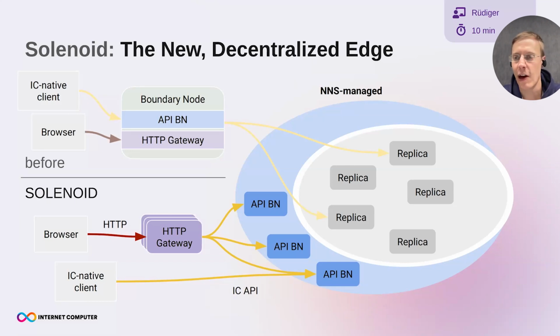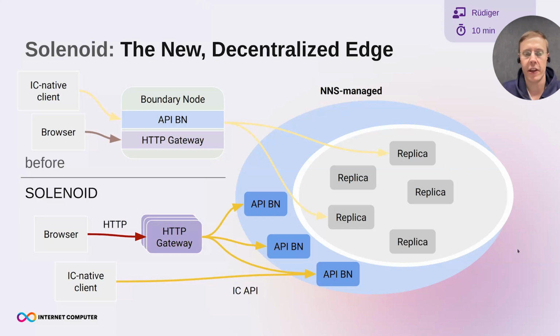You could call them the RPC endpoints of the IC. And just as the replica nodes, these API boundary nodes are operated by many different node providers, and they're fully under control of the NNS. So this means deciding which nodes are being added as API boundary nodes or removed, or upgrades, everything has to go through an NNS proposal.